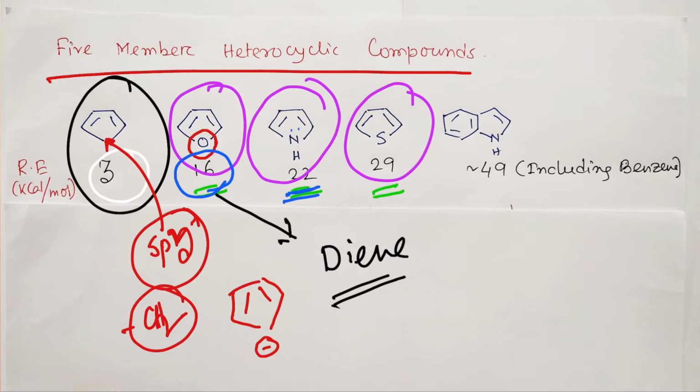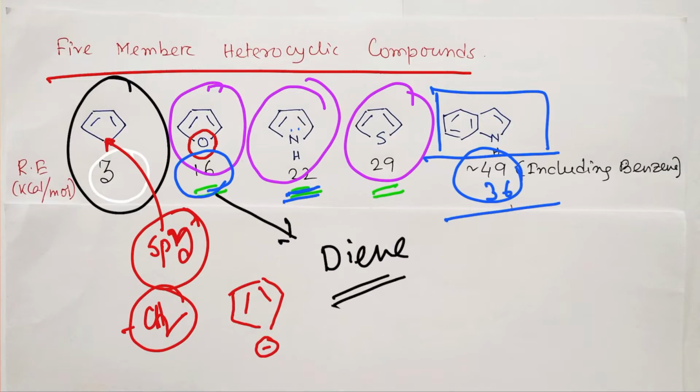Okay, now another interesting point is the indole nucleus. Here the resonance energy is 49, meaning 36 is already included. So if you remove this 36, what is left? That is 13 kilocalorie per mole. Why this? In this case, one double bond is in common with the benzene nucleus, so that is not completely involved in the delocalization of the 5-membered ring of indole. So consequently it is not that much delocalized.